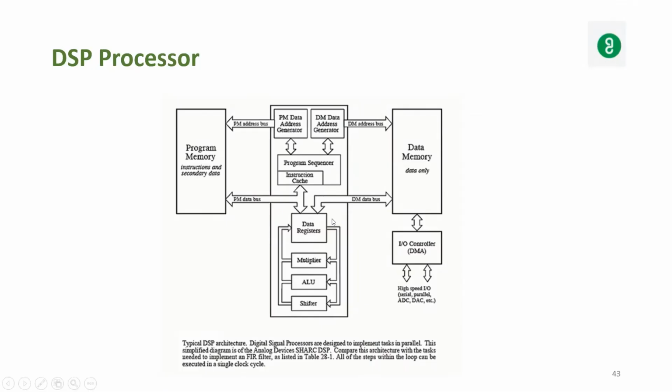This portion executes in parallel. That is, you can speed up the task efficiently if you use a DSP processor. And you have data memory, you have an input-output controller, which is connected with high-speed serial parallel ADC, DAC, etc. See, you have an address bus here, you have an address bus here. You have a data bus here and you have a data bus here. That is, you can speed up the architecture.